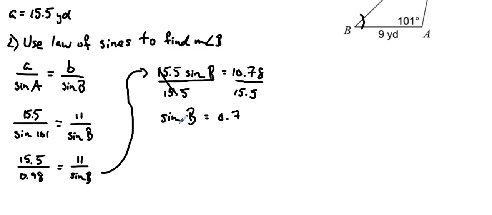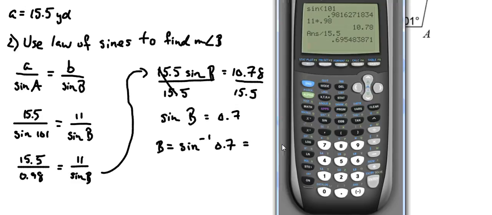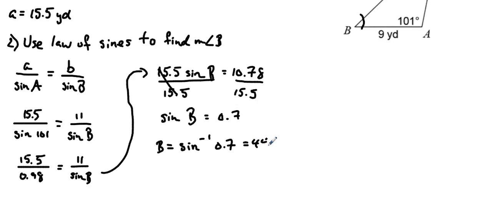Now, I don't want the sine of B, I want angle B. In order to find angle B, I take the inverse sine. So B equals the inverse sine of 0.7. And to get inverse sine, we do second sine and then do 0.7. And we would get, if you round to the nearest tenth, 44.4 degrees.